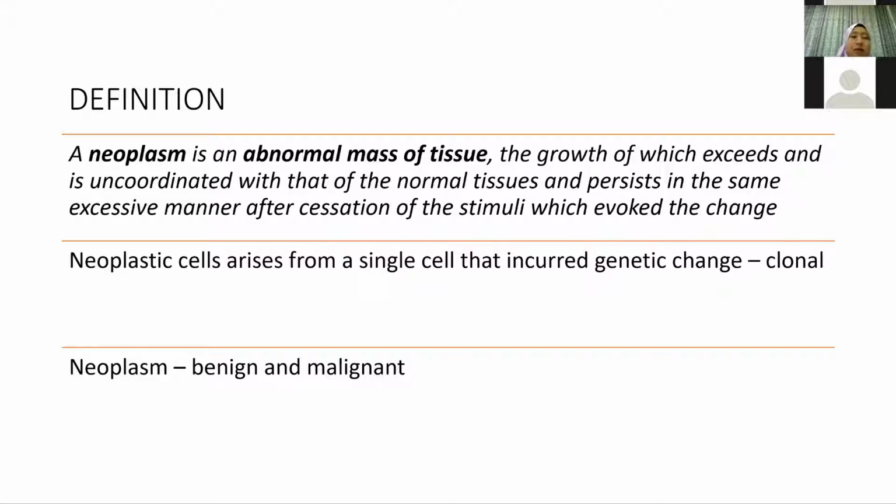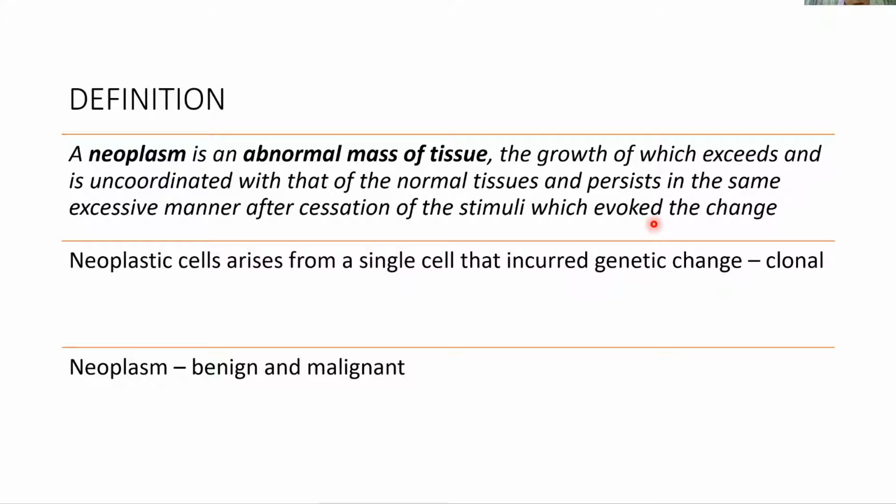Before that, we need to know the definition of neoplasia. This is the full definition from the textbook. Neoplasia is an abnormal mass of tissue, the growth of which exceeds and is uncoordinated with that of the normal tissue, and persists in the same excessive manner after cessation of the stimuli which evoked the changes. In simple words, neoplasia means new growth. That's the simple definition.